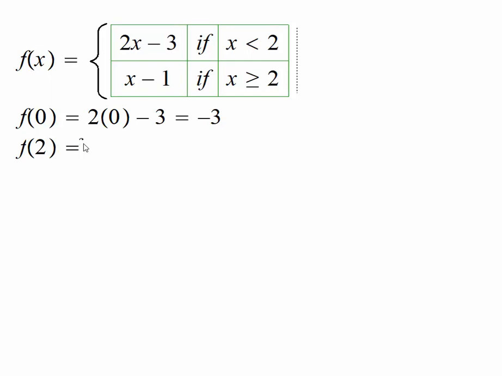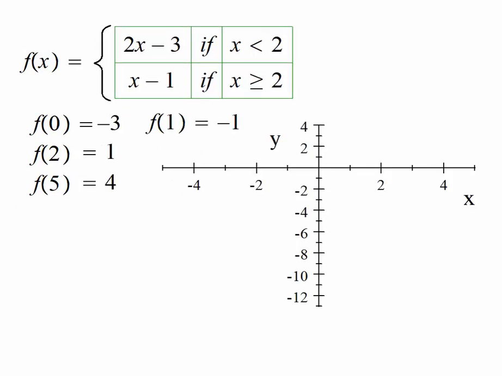And then say you have to write the value of the function at 2. Then notice that when x equals 2, it is defined by x minus 1. So that will be 2 minus 1, that is 1. And then say you want the value of f at 5. Then 5 is more than 2, so you will use this expression here. So that would be 5 minus 1, that is 4.